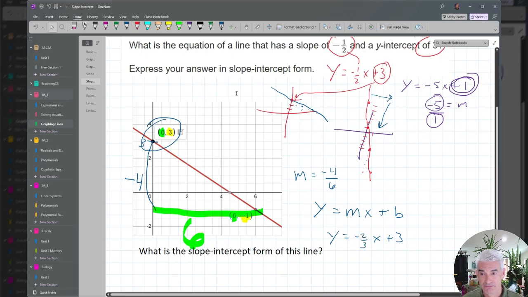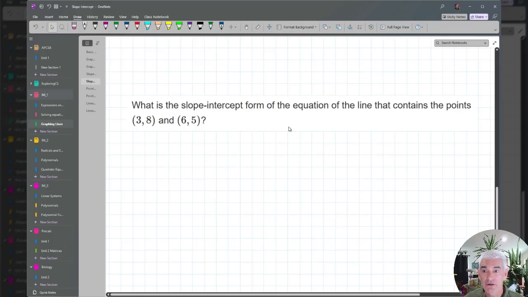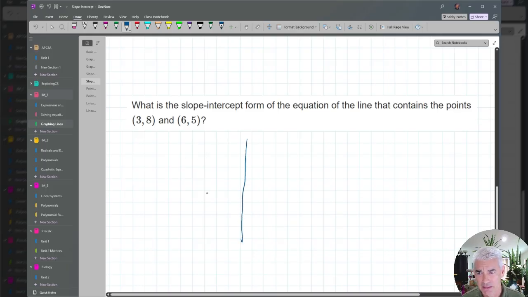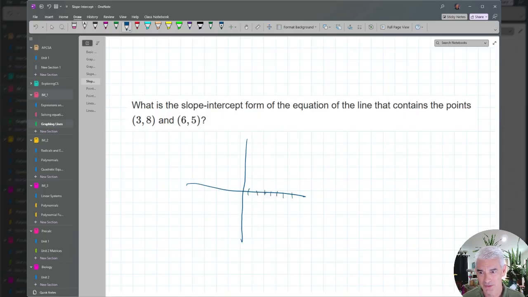Easy enough. Okay. Here is the hardest example of this. What is the slope-intercept form? And they don't give me the slope. They don't give me the y-intercept, so it's a little bit trickier. Well, I would always tell you the first thing I would do is draw a picture. So 1, 2, 3, and then up 8. So this is 3, 8.